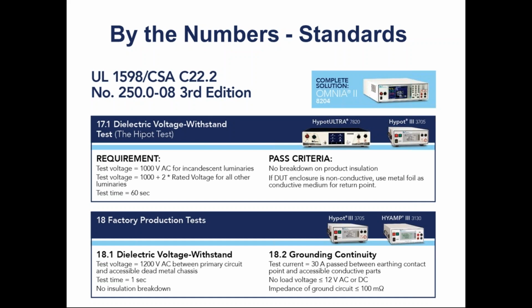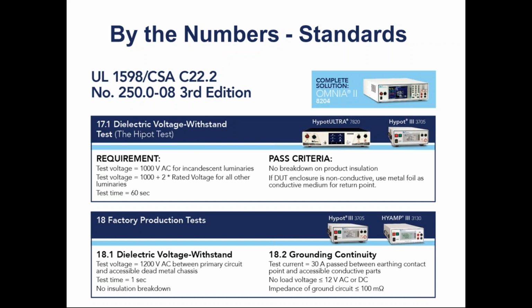Under the same standard, if you look at the factory production tests, the Hipot test is called out for 1200 volts AC between the primary circuit and accessible dead metal chassis, and the time, as you can see, is reduced. This is why I talked about the difference in test parameters for Hipot tests between a type test and a production line test. Type tests are usually more stringent and strict, because the type test can determine some issues during the design phase, whereas production line tests are your end-of-line tests. Before a product is shipped out to the user, you want to make sure as a manufacturer that your product is safe to use. Again, looking at the example, the test time has been reduced for a production line test to 1 second.